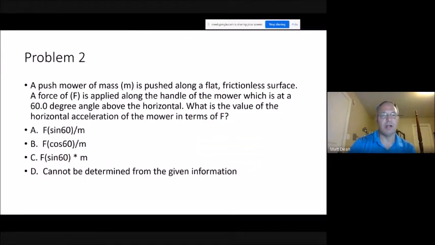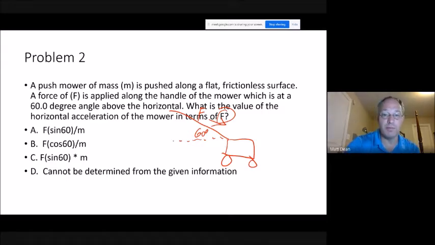I think we've pretty much already answered question 2. We want to know in this one, same problem, the horizontal acceleration of the lawnmower in terms of F when the handle is at 60 degrees. So let's sketch that out again real fast. So we're applying F along the handle. First of all, let's find the horizontal component of the force. And we already did that a minute ago.